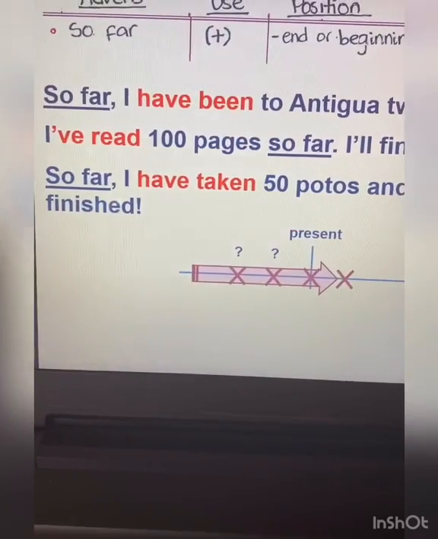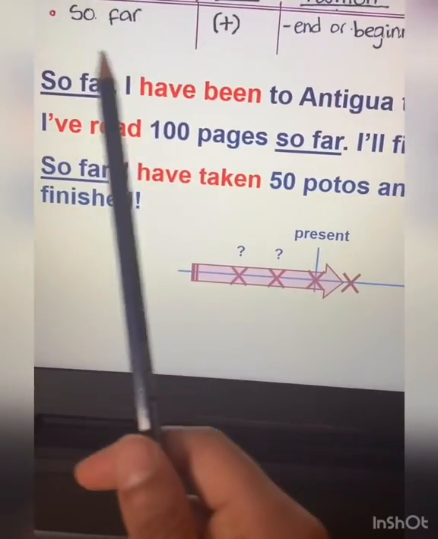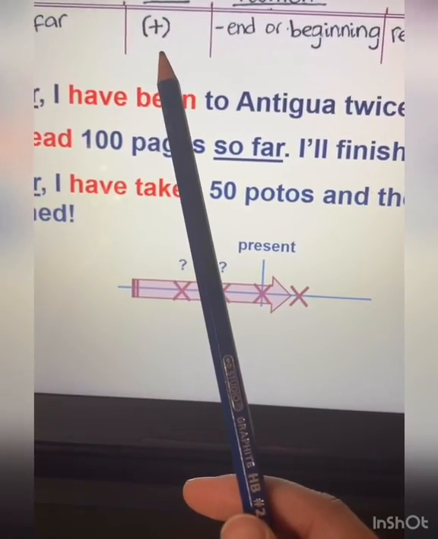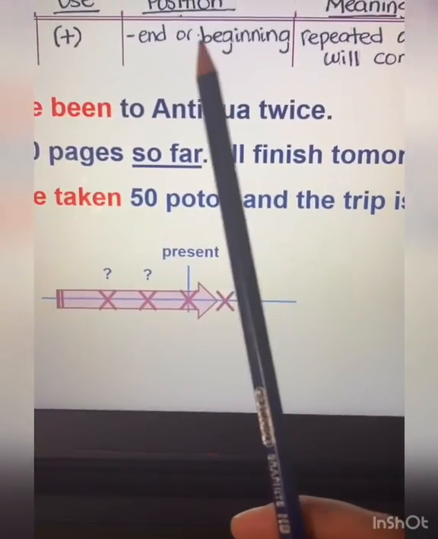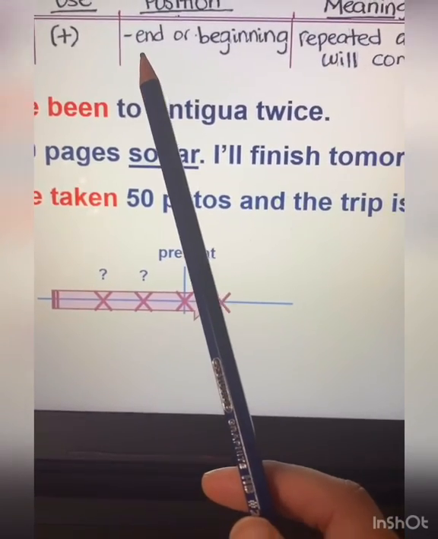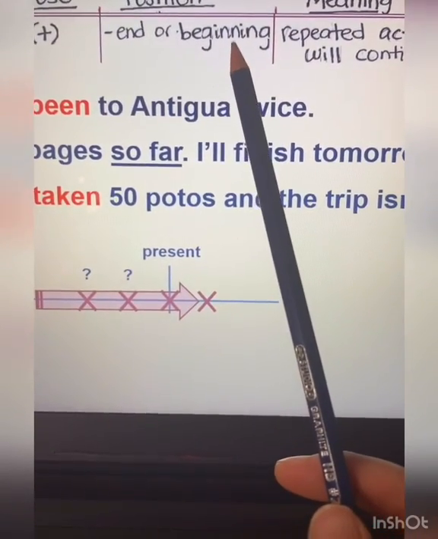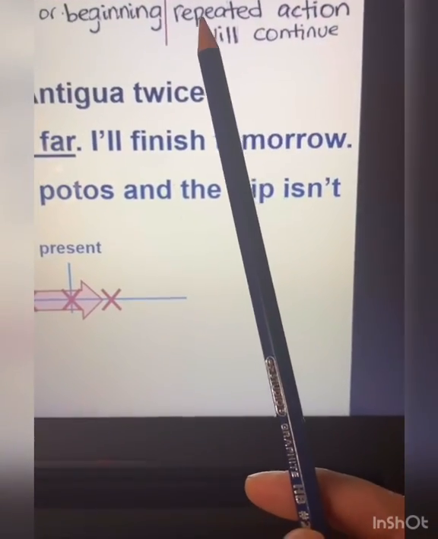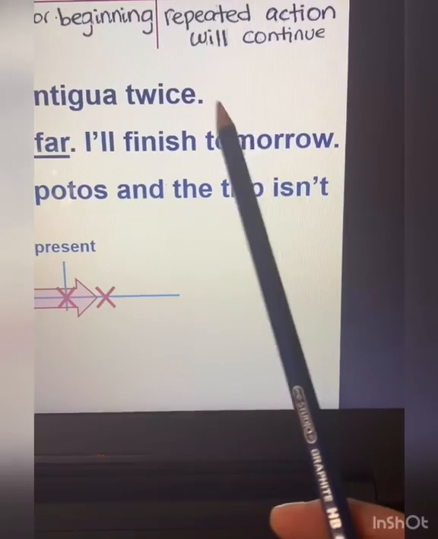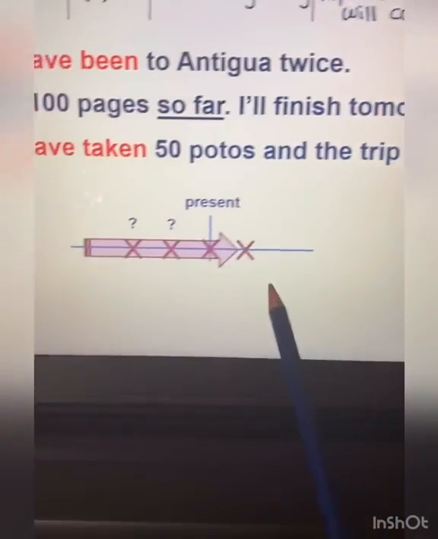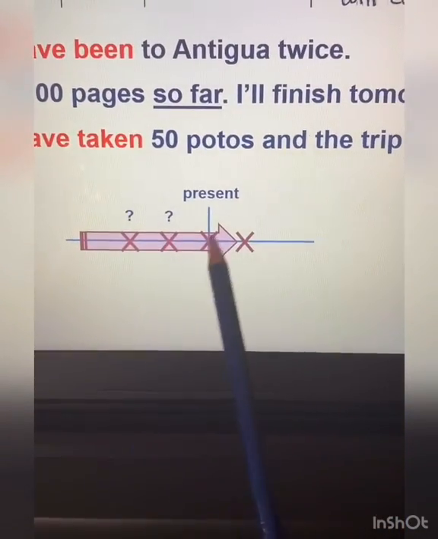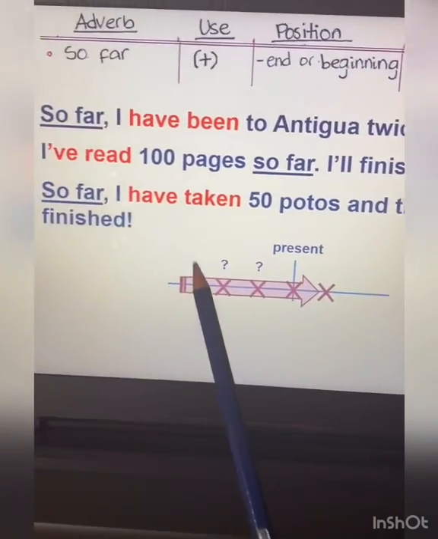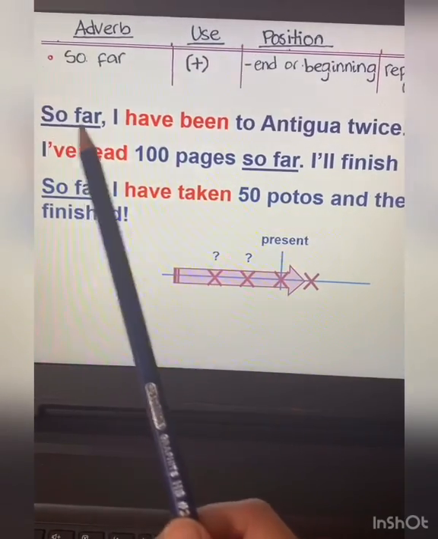And the last one on our list is so far. So far is always going to go with affirmative statements, and it can be at the end of the sentence or at the beginning of the sentence, like a normal time expression. And this means that it is a repeated action that will continue. Okay? So here's the example. A repeated action that will probably continue. Okay? So let's take a look at the 2 positions. It could go at the beginning or at the end.